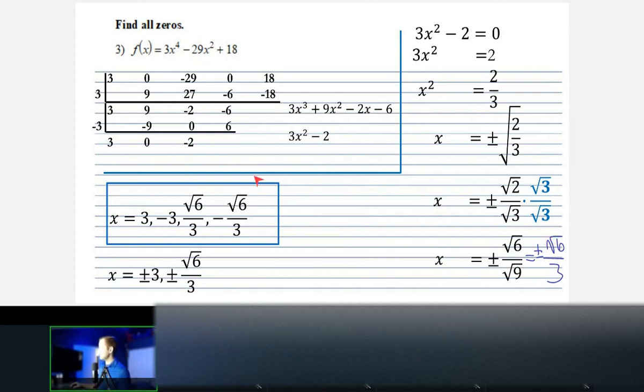Now, a way to check this, right? We could graph the original, right? And then you can type in radical 6 divided by 3, type in negative radical 6 divided by 3, and get the decimal equivalent to see if they match the graph, which I don't have this one graphed. So always verify your answers.